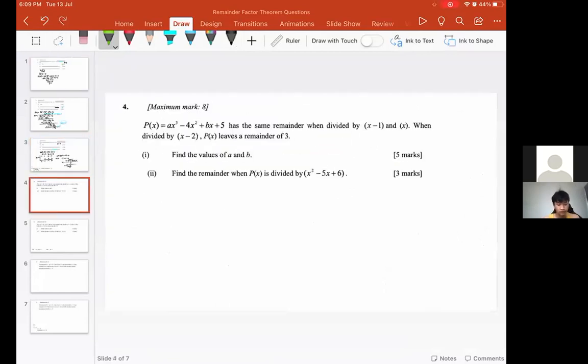All right. Now moving on to question 4, which is once again another remainder factor theorem question. This time we must compare the remainders.